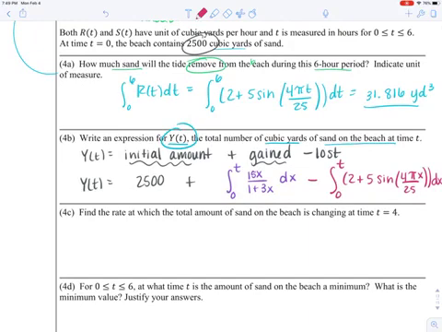Initial amount, when I take the integral of the rate of going in, that's going to give me the sand that I've gained. And when I take the integral of my rate that is being washed away, I should get the amount of sand that is washed away.